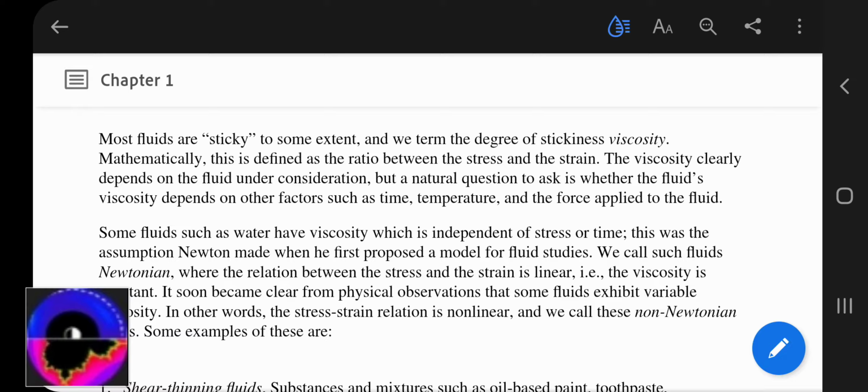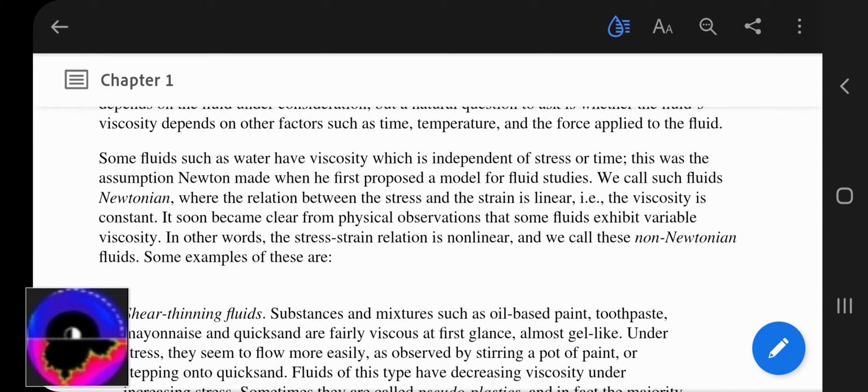The viscosity clearly depends on the fluid under consideration, but a natural question to ask is whether the fluid's viscosity depends on factors such as time, temperature, and the force applied to the fluid. Some fluids, such as water, have viscosity which is independent of stress or time. This was the assumption Newton made when he first proposed a model for fluid studies. We call such fluids Newtonian, where the relation between the stress and the strain is linear, i.e., the viscosity is constant. It soon became clear from physical observations that some fluids exhibit variable viscosity. In other words, the stress-strain relation is nonlinear, and we call these non-Newtonian fluids.